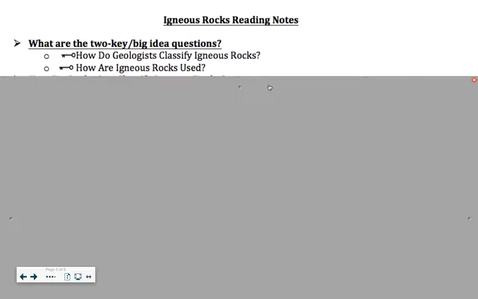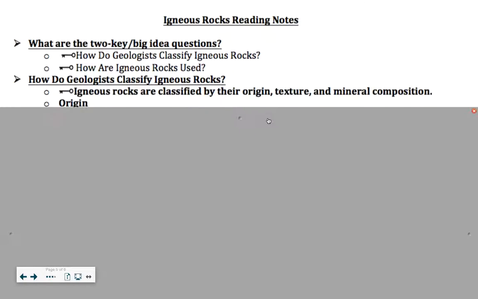I want to tell you this. That last key question, I can't tell you if there's really going to be any questions on quizzes or tests coming up where we talk about it. Okay? It's good information to know, but I want you to focus on what are the three main types of rocks and then the little subdivisions in those. So you're going to look at that in just a second with igneous rocks. So how do geologists classify igneous rocks? Igneous rocks are classified by their origin, texture, and mineral composition.